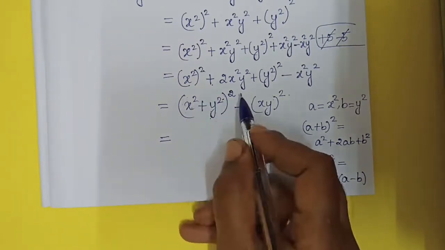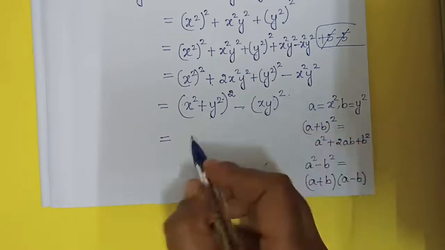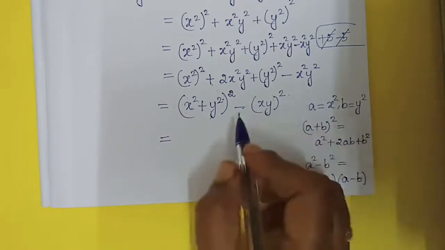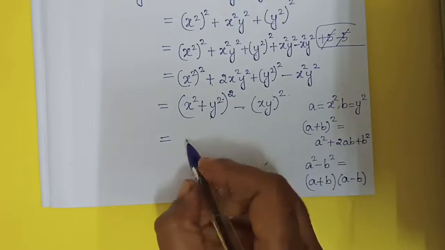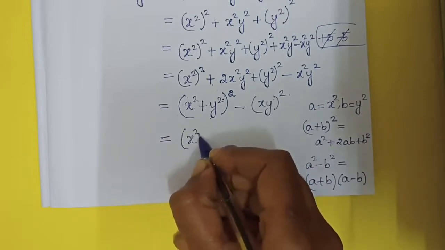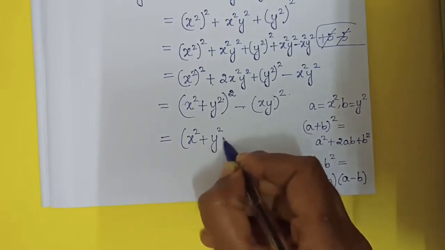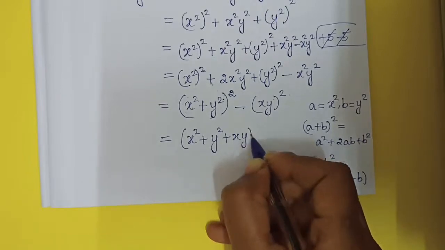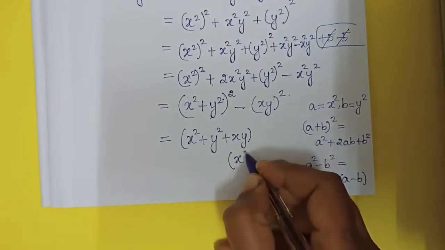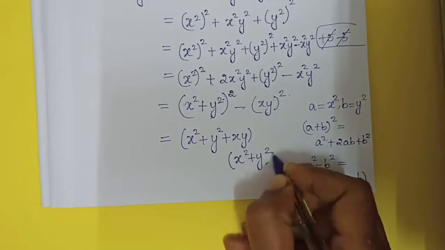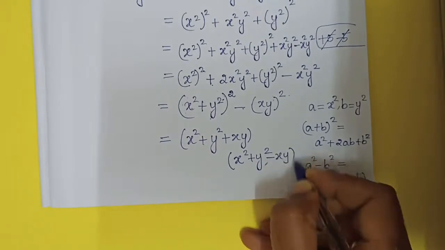this one, a square minus b square, so a plus b into a minus b. That formula I am going to write: x square plus y square plus xy into x square plus y square minus xy.